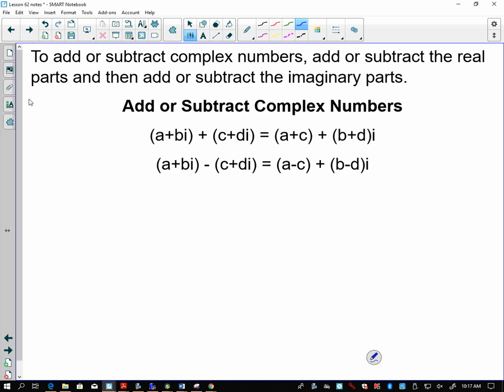To add or subtract complex numbers, add or subtract the real parts, then add or subtract the imaginary parts. So if I had something like a plus bi plus c plus di, I add the imaginary parts. And I think it's a little easier to see something like this written vertically than it is to see it horizontally. You see what I'm saying? Then I know I'm going to take a plus c, right? And I'm going to take b plus d times i. Okay, basically i is kind of factored out of the second part.